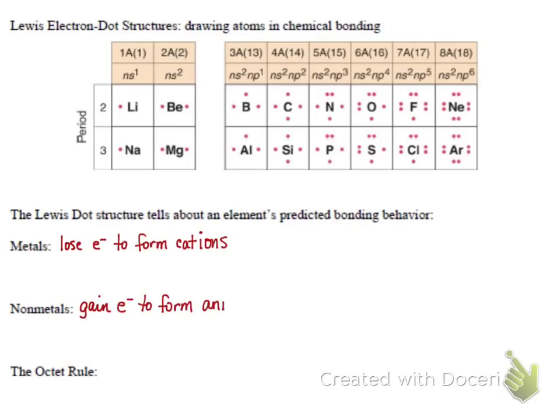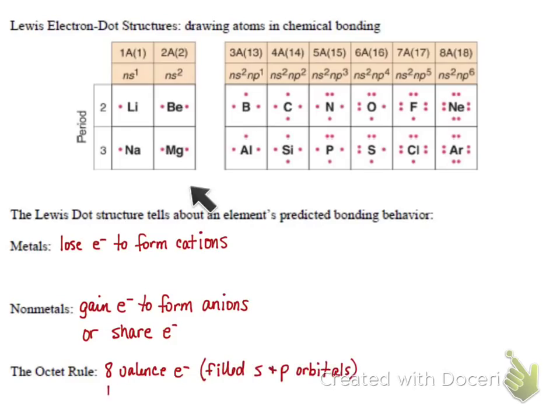So we have written electron dot structures already, which are shown here. Here's a summary of all the main group electron dot structures for group 1A and 2A, 3A, etc. And the dots around the edges show the number of valence electrons. So the Lewis dot structure helps tell about an element's predicted bonding behavior.